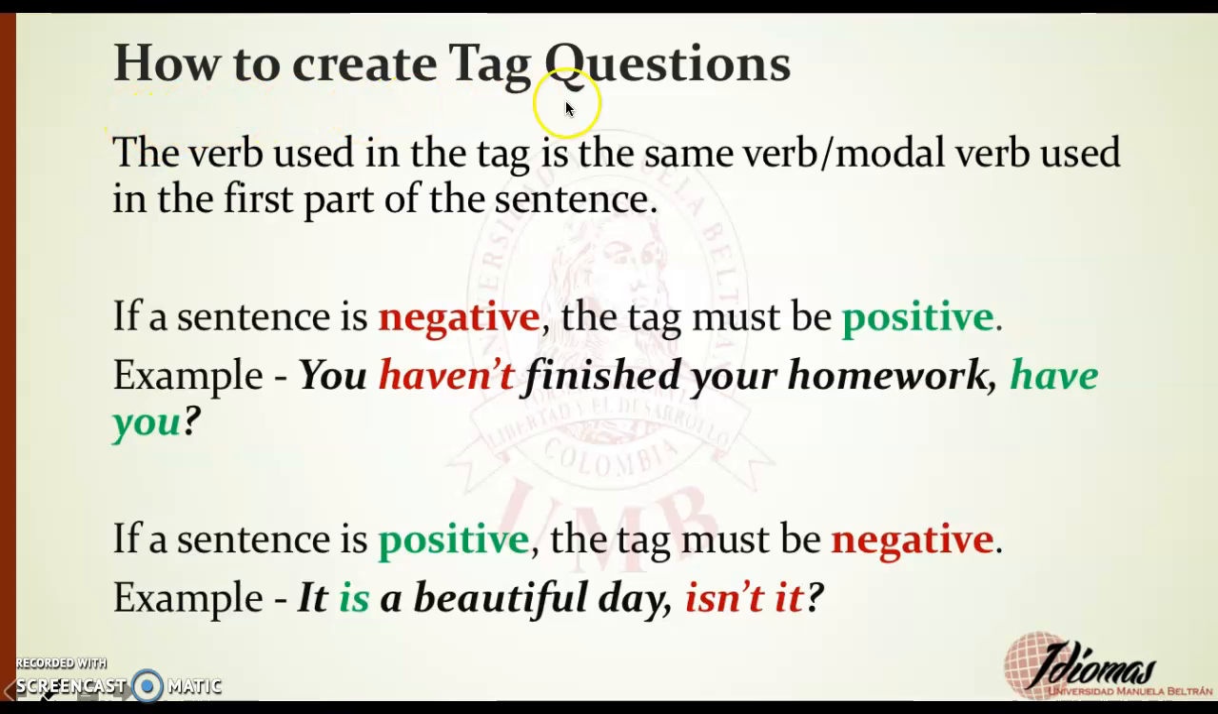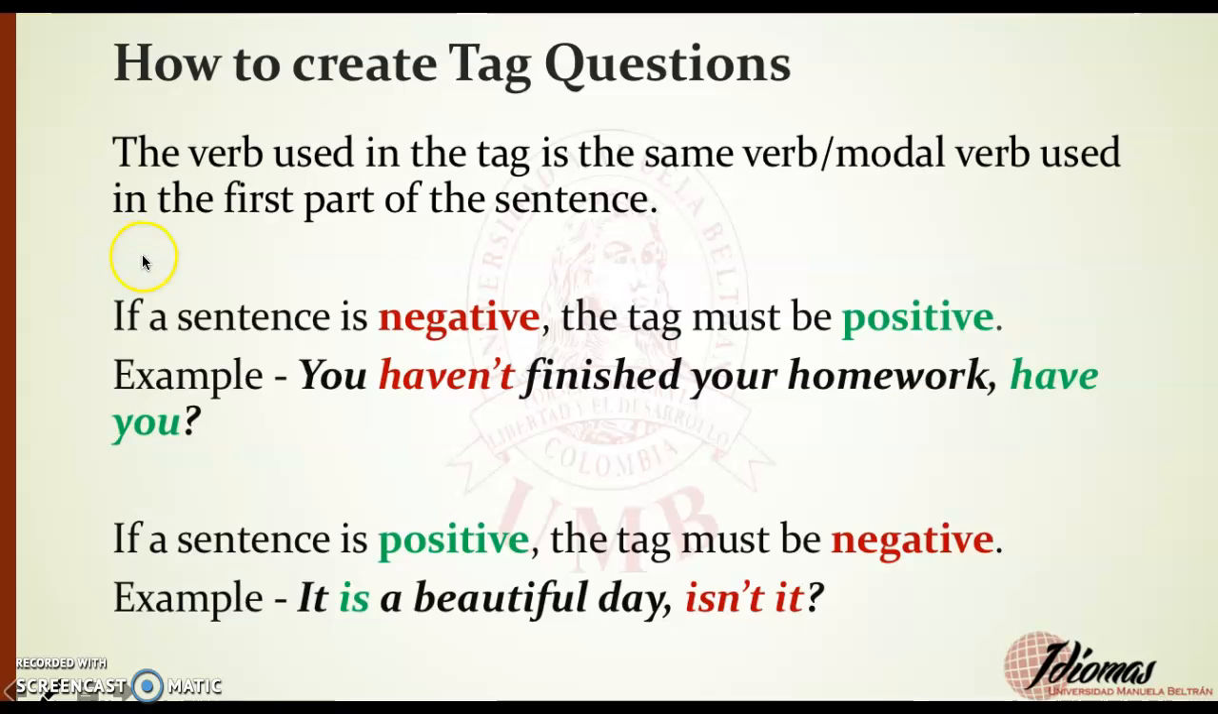Okay. How to create tag questions. As you saw in the example with the conversation of the two boys, the verb used in the tag is the same verb or modal verb used in the first part of the sentence. So it means that we normally can have two types of sentences. We can have a negative sentence or we can have a positive sentence, right? Those are the two kinds of sentences we can have.